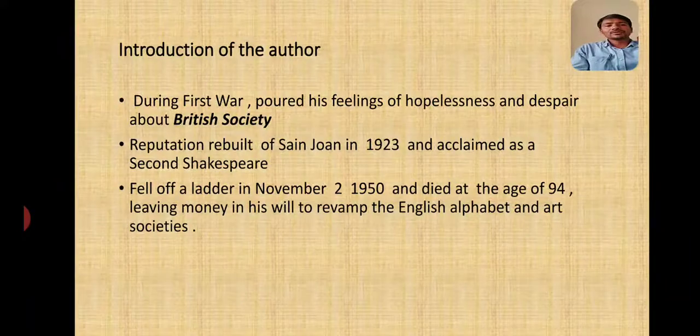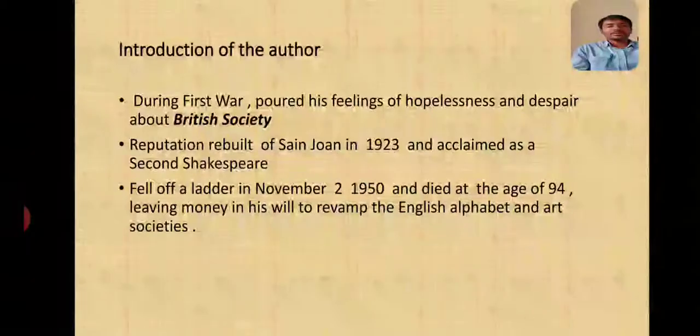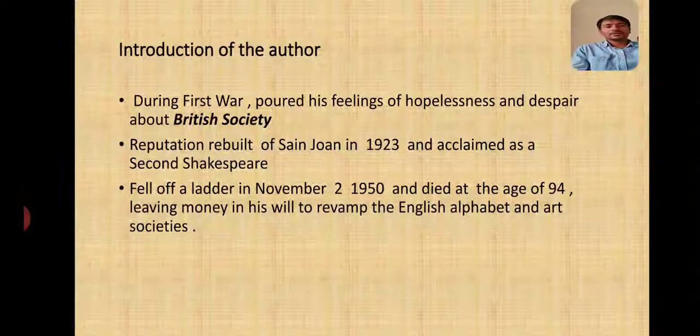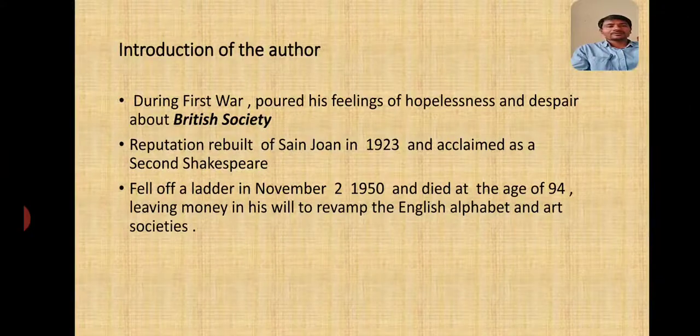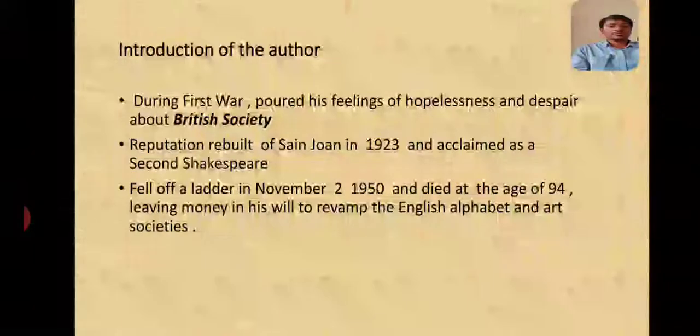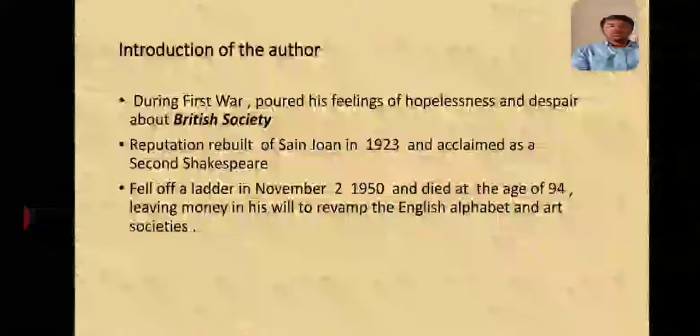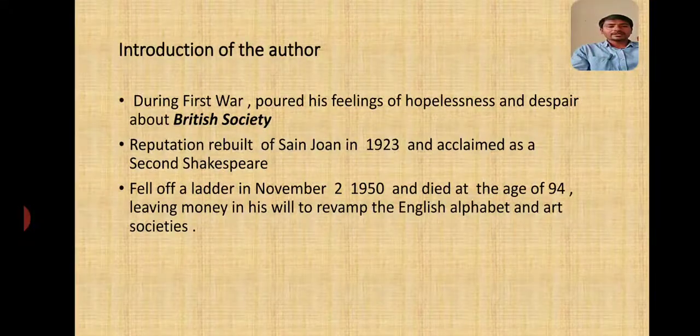Then, during the First World War, he felt hopelessness and despair about British society, and his reputation was rebuilt after publishing the work Saint Joan in 1923, when he was acclaimed as a second Shakespeare in English literature. He fell off a ladder in November 1950, and died at the age of 94, leaving money in his will to revamp the English alphabet and for an art society.